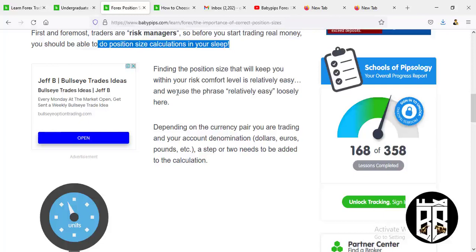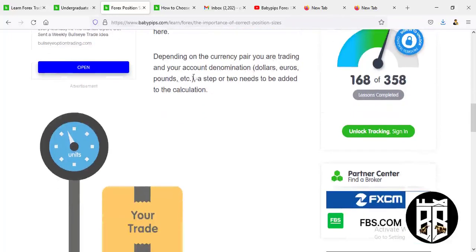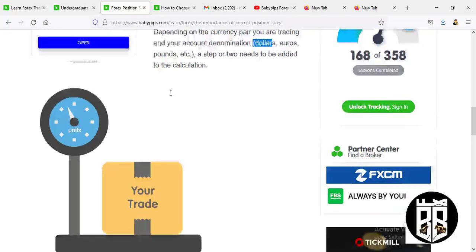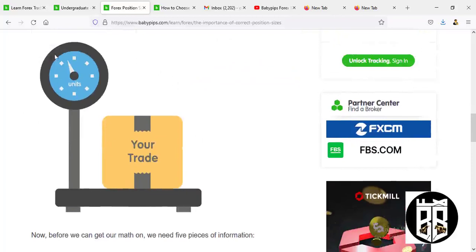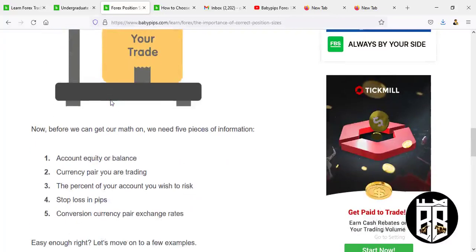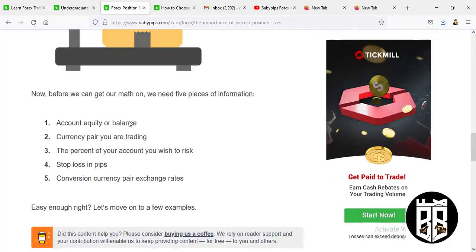We use the phrase relatively easy loosely here. Depending on the currency pair you are trading and your account denomination, either it is in dollars, euros, pounds, what have you, a step or two needs to be added to the calculation. So here is your scale: a trading account being weighed, and how many units your account is weighing. That part of your trading account is what you want to use in any given trade.